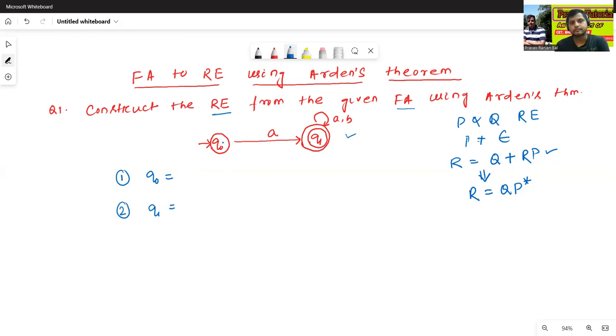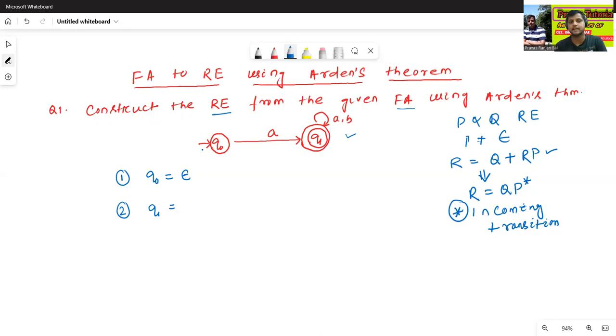Now we'll always check the incoming transitions. This is a very, very important point. First, we'll check Q0. What is the incoming transition for Q0? There is no incoming transition for Q0. Q0 is the initial state. By default, we have to write epsilon as the incoming transition, the null incoming transition, for Q0.